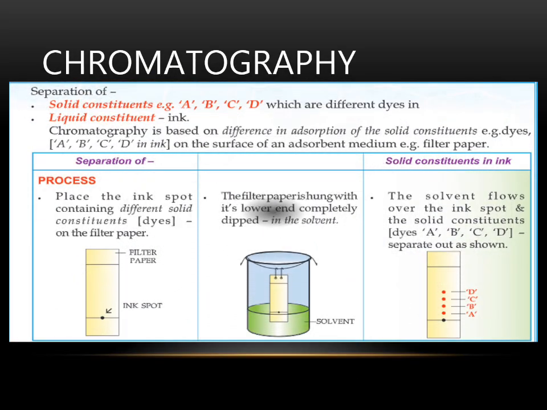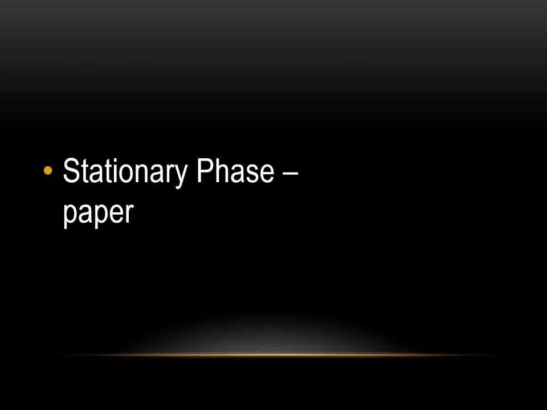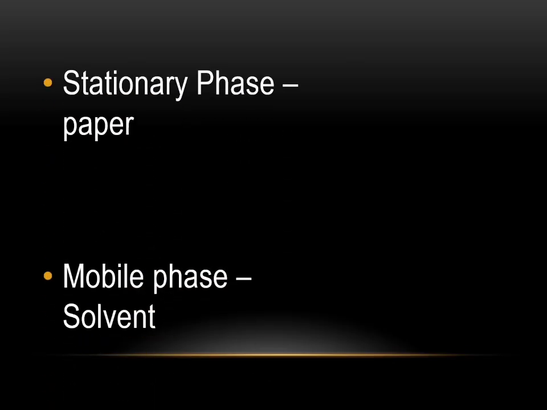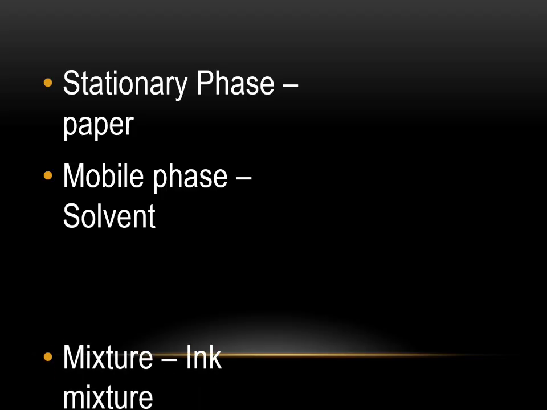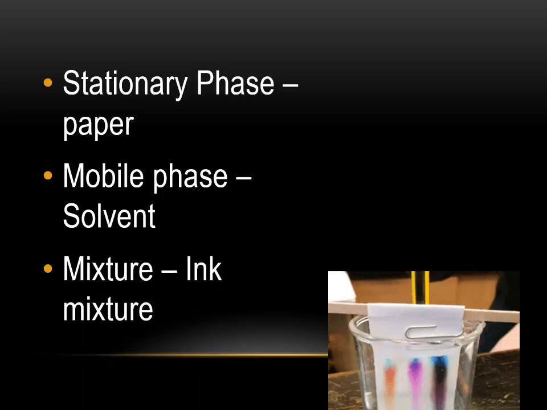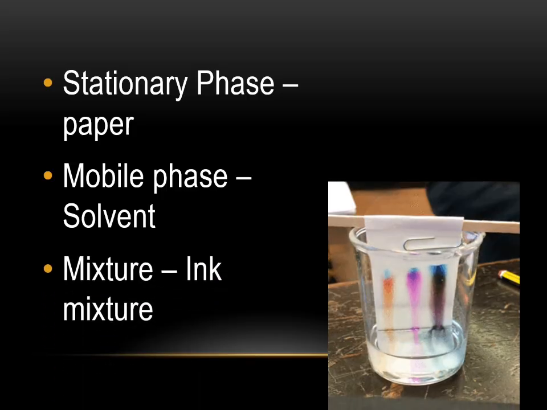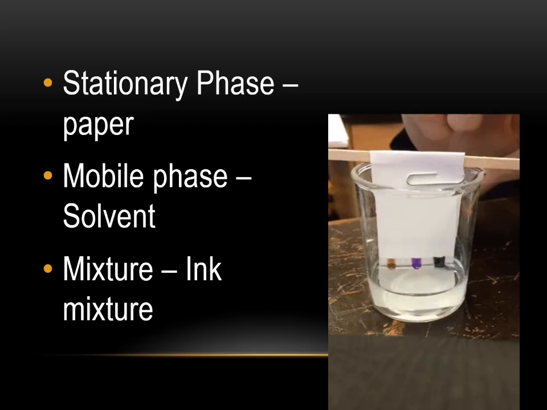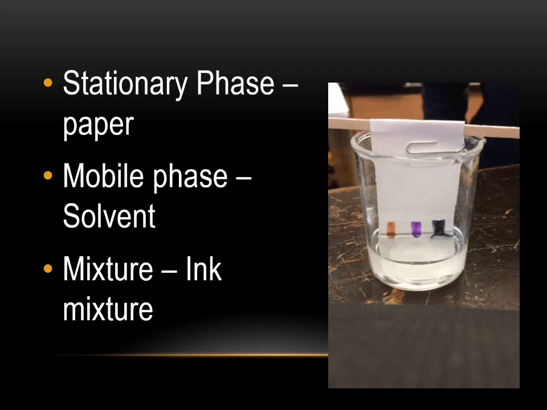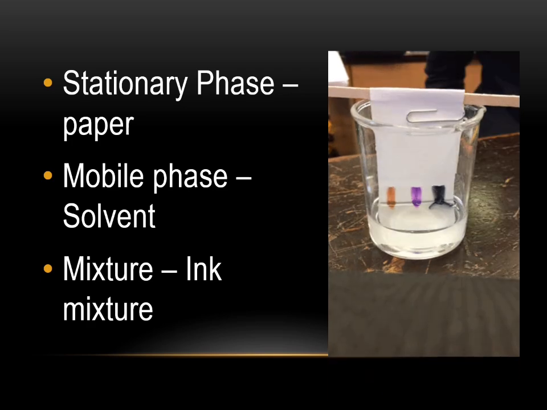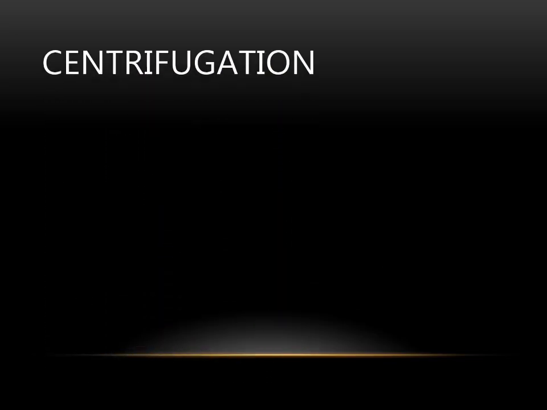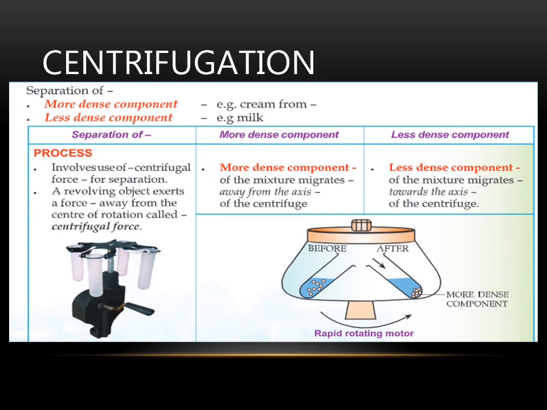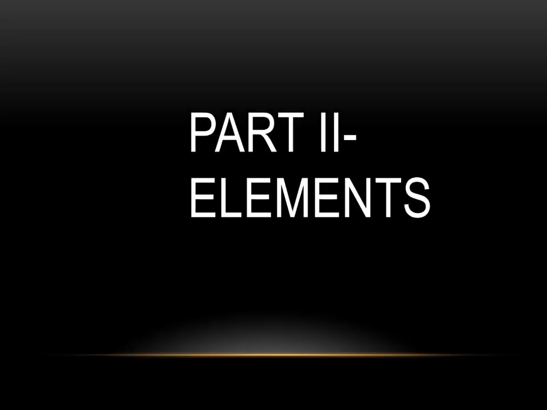Chromatography, small dyes, ink can be separated. It has stationary phase, mobile phase, and the mixture which can be separated can be ink or even chlorophyll pigments, right? This is all about the separation techniques. Here the principle is about adsorption and solubility. Next is centrifugation, where you have different speeds with which you can separate the pellet and the supernatant, right?